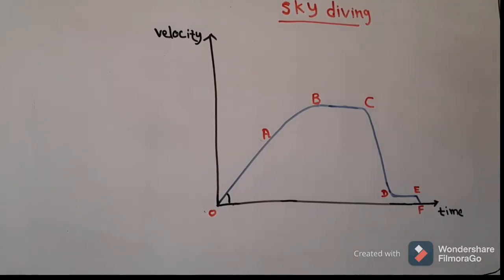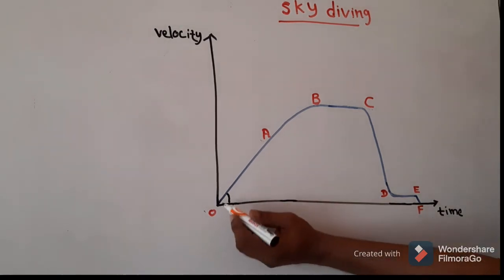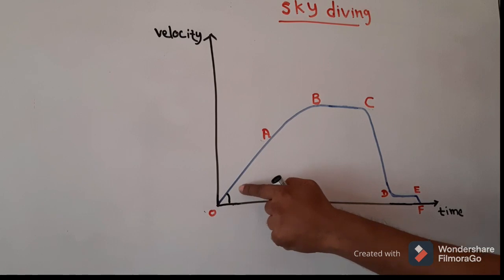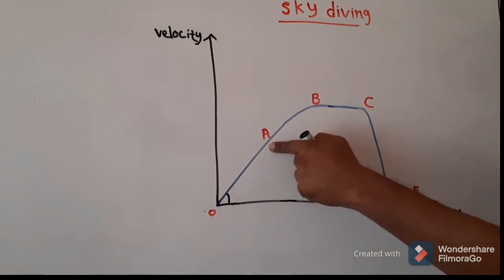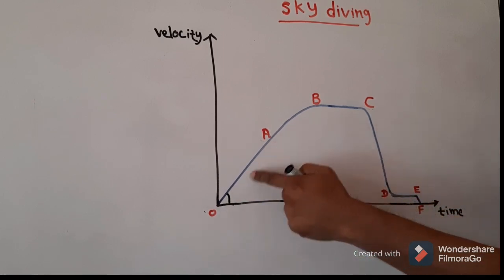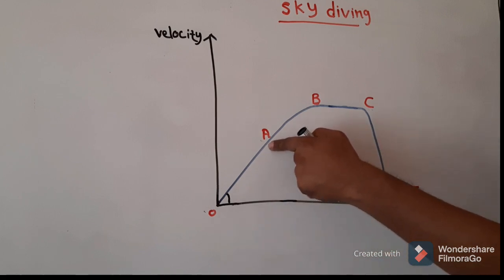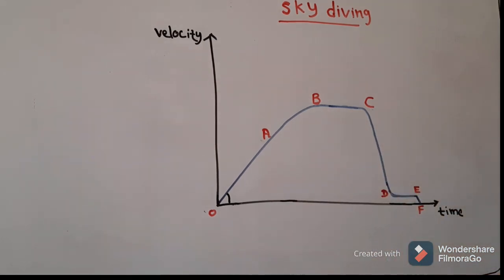Skydiving. Here we have a velocity-time graph for the motion of a skydiver. Look at this shape. Initially, this is a straight line. That means velocity increases at a steady rate, or constant acceleration.